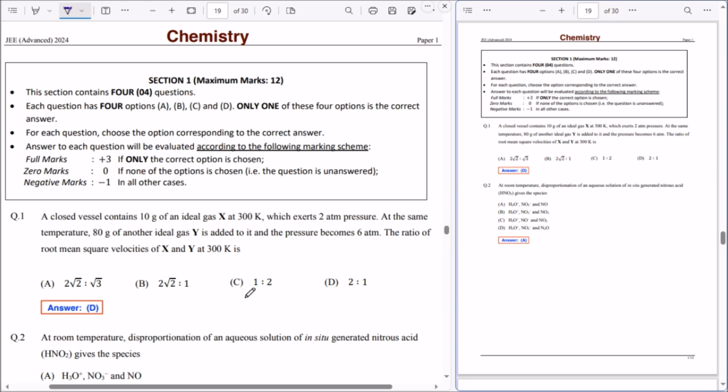Let us see section 1. This section contains 4 questions and each question has 4 options, that is A, B, C, D. Only one of these 4 options is correct answer. For each question, choose the option corresponding to the correct answer.